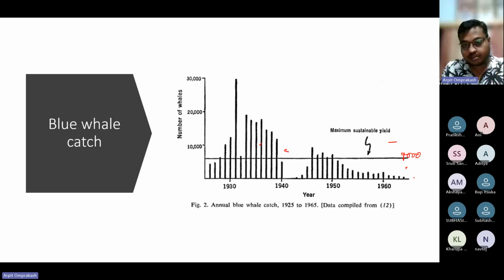This gap here is due to the World War, when there was not a lot of whaling. But the general pattern is that the catch keeps decreasing after a point, and eventually the population collapses and we no longer find any whales, right? It becomes economically unsustainable for us to catch and sell these whales.